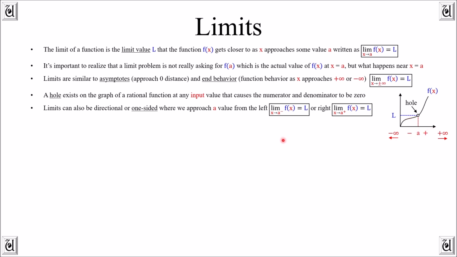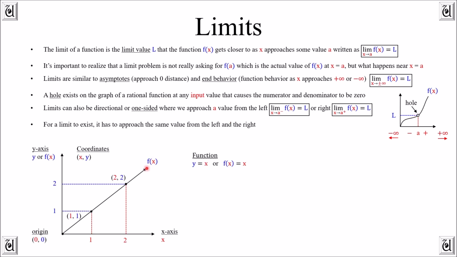One thing we can do with a one-sided limit is come in from the left, the negative direction, and see what we're approaching. And then we're going to come in from the positive direction and see what we're approaching. And in order for that limit to exist, it has to approach the same value from the left and the right. All right, so let's look at what we have.